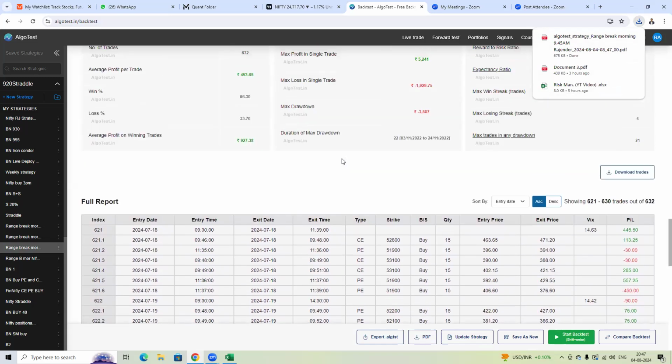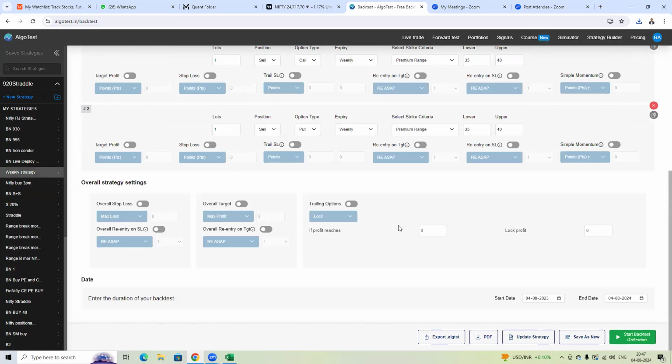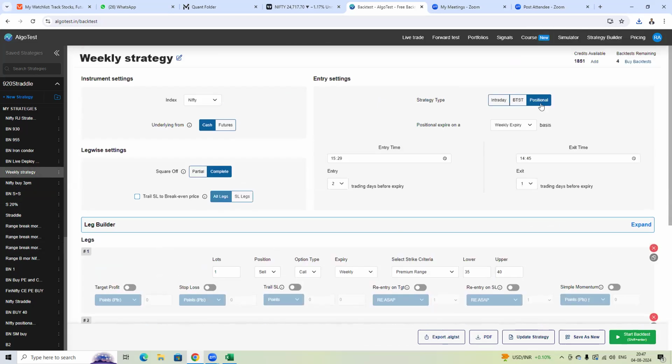So next, let's come to our weekly strategy. I have one weekly strategy, which I'll be deploying. This is a positional strategy in Nifty. Because we have not discussed any positional strategies in this class, I would like to explain how you can build your positional strategy as well. See, positions to expire, we can choose weekly or monthly when you want to enter.